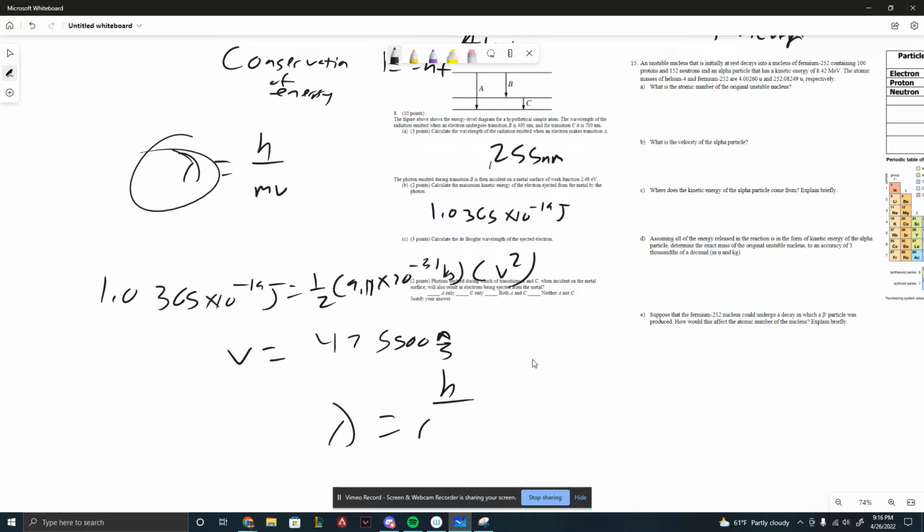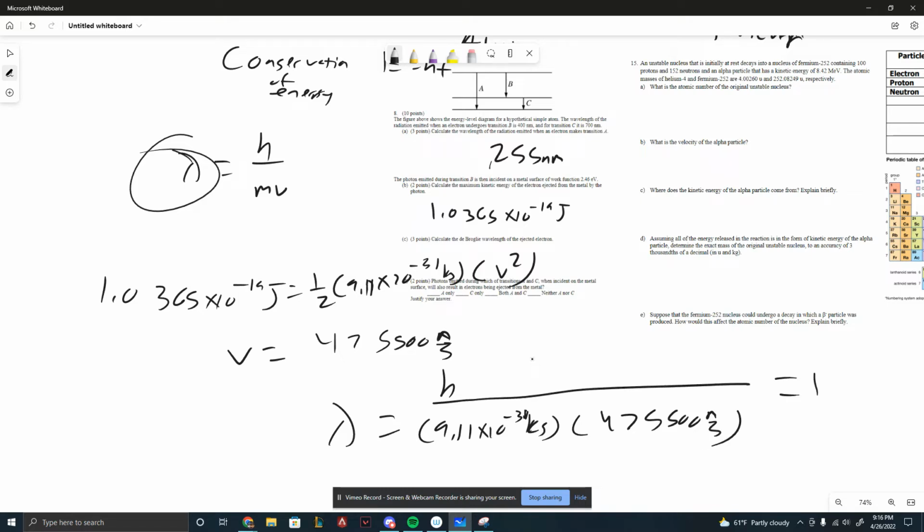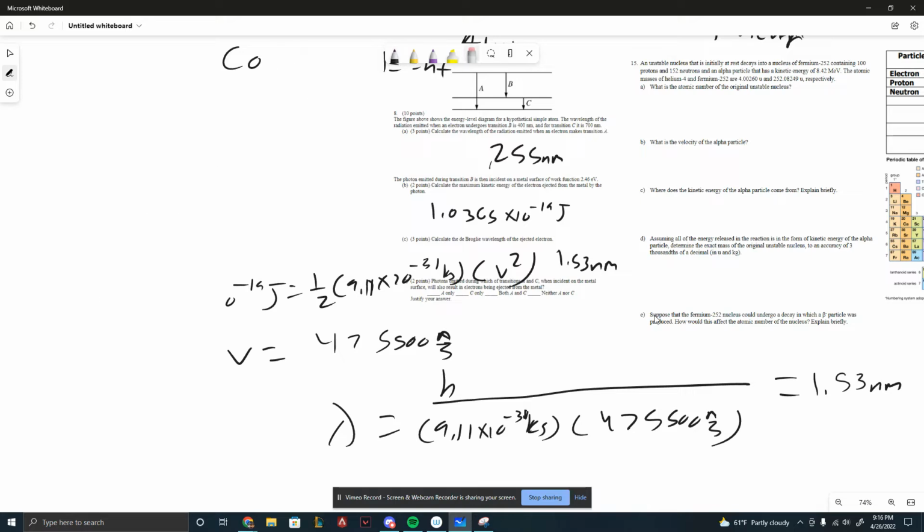Now we're just going to plug that into the de Broglie wavelength formula: wavelength is equal to h over 9.11 times 10 to the negative 31 kilograms times that speed in meters per second. That is going to give you the de Broglie wavelength of 1.53 nanometers, or 1.53 times 10 to the negative 9 meters. Okay, so just take that in for a second until you do that part.